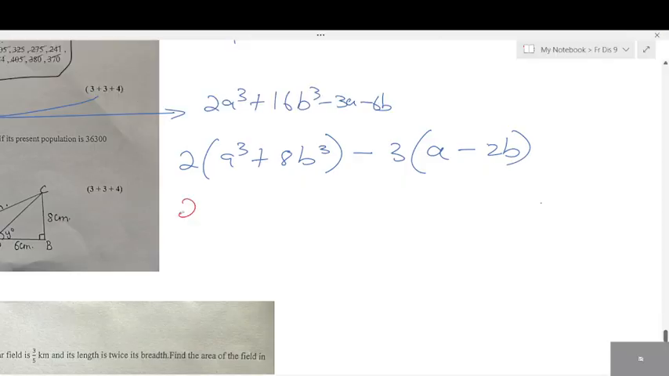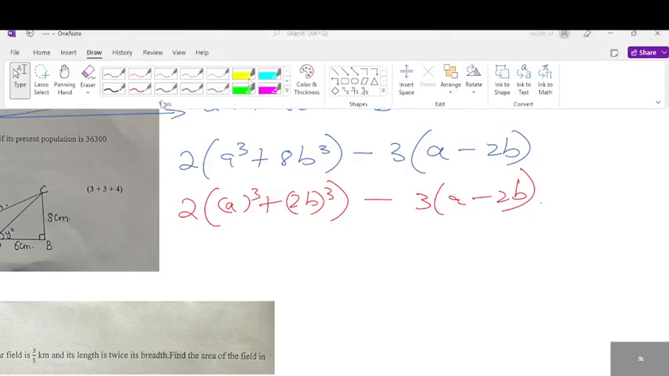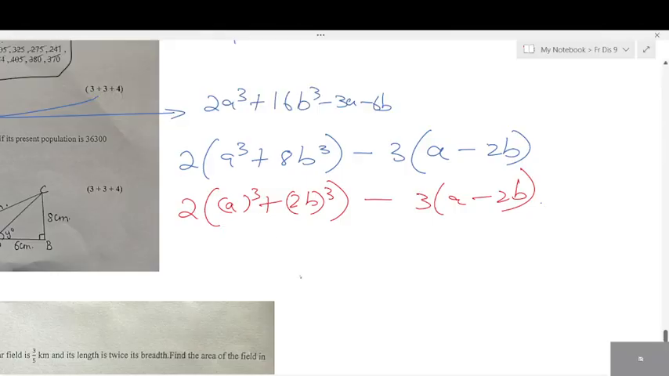Now look at this, students. 2 into a cube plus b cube. How do you convert this? a the whole cube plus 2b the whole cube. So we use the a cube plus b cube concept. Fine. Monday we'll start factorization. 1 or 2 days we'll revise factorization. Expansion is done. Pythagoras theorem, expansion, no revision. You all have to do that, students.